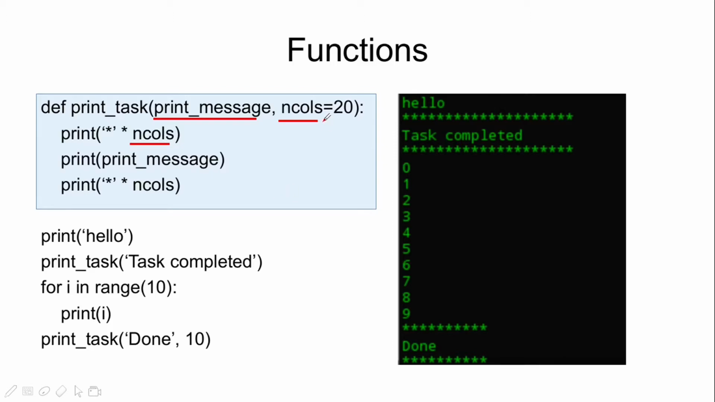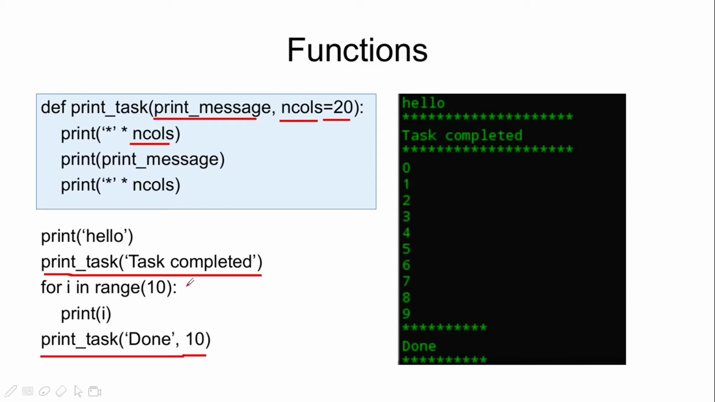We can also give the parameter a default value, which means that if I do not specify a value for the parameter when I call the function, the default value will be used. When I call print task this time, I did not specify the n_calls parameter. This means that n_calls will be used with its default value. When I call print task this time, I specify the message that will be printed along with the n_calls parameter.